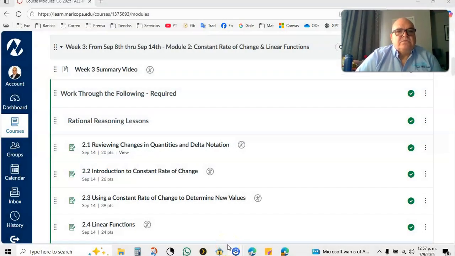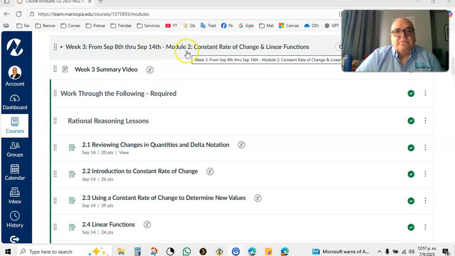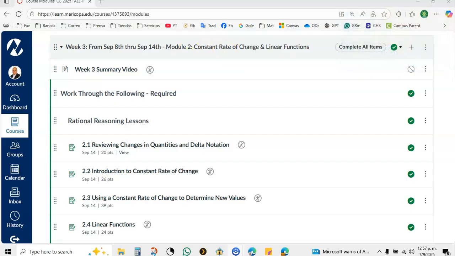This video is to show you, as a summary, what we're going to cover in this week 3, that is from September 8 through September 14. So we're going to cover module 2, which deals with constant rate of change and linear function.